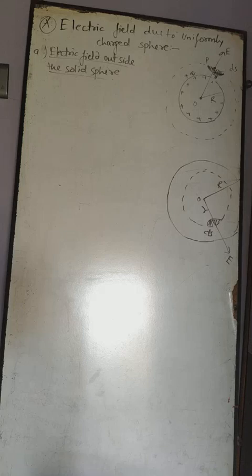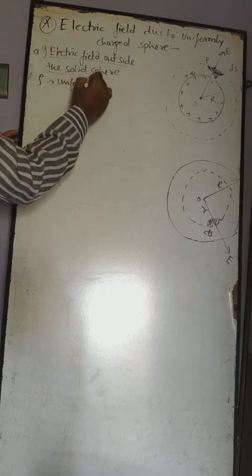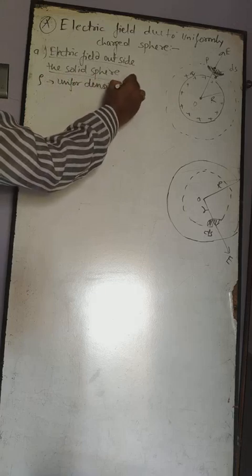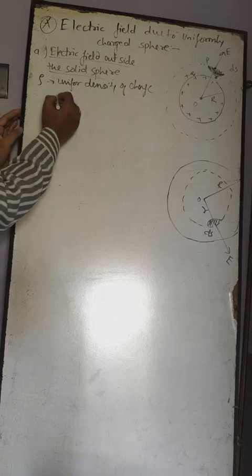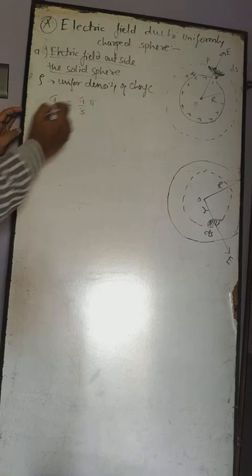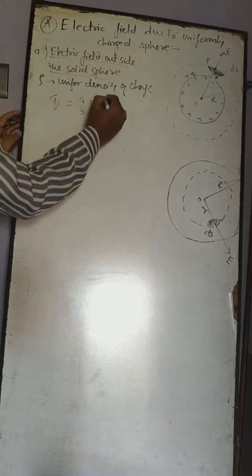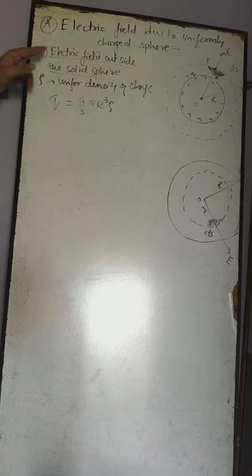Now let the uniform volume density of the charge be rho. Then the total charge Q on the sphere is given by 4/3 pi R cube into rho. So this is R cube, not R square. Now the first case is the electric field outside of the solid sphere.